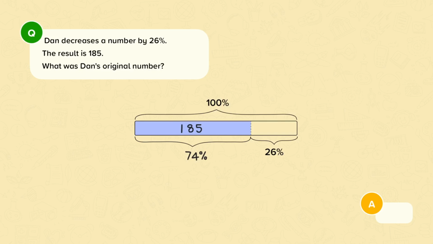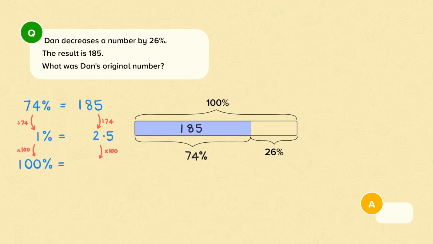Using a calculator, we can find 1%. We know that 74% is 185. So to find 1%, we divide both sides by 74. 185 divided by 74 equals 2.5. 1% equals 2.5. We need to find 100%. Timesing both sides by 100, we find 100% is 250. Dan's original number was 250. Well done if you got that correct.